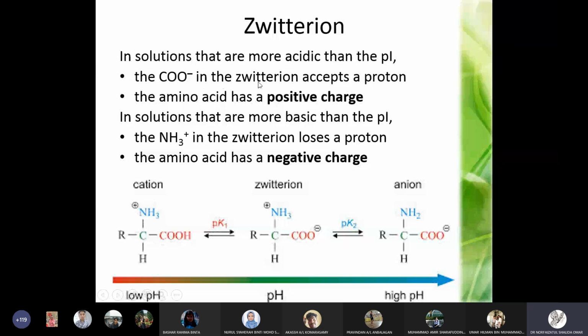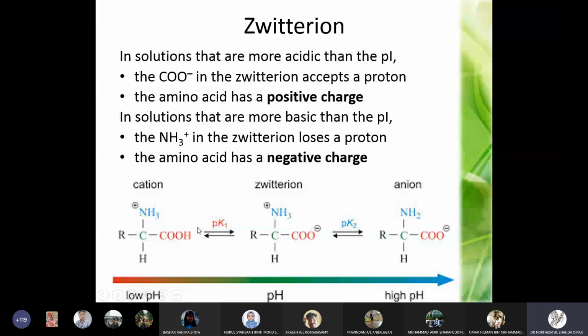The carboxyl in the zwitterion accepts a proton and the amino acid has a positive charge. But this one is lower. If it's higher, the NH3 plus in the zwitterion loses a proton and the amino acid has a negative charge. So at a higher pH, because there's a reduction in H, it will lose a proton to the solution, so the amino acid becomes negatively charged.